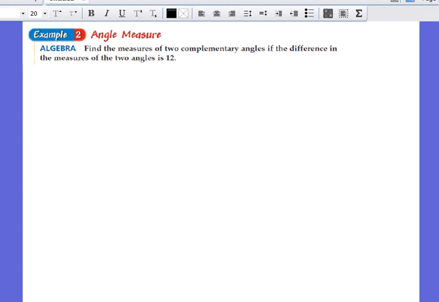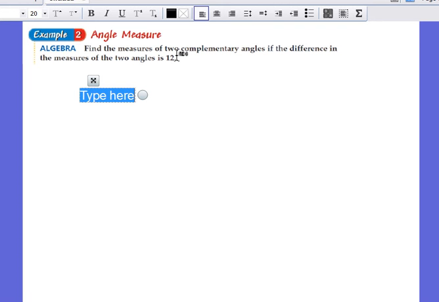Alright, next example. Angle measure. Find the measure of two complementary angles if the difference in the measure of the two angles is 12 degrees. Complementary means again that they add up to 90, and their difference is basically 12. So we can just simply write first. We know there's two different angles. One of them is X and Y. But since they're complementary to each other, you can basically say one is 90 less than the other.